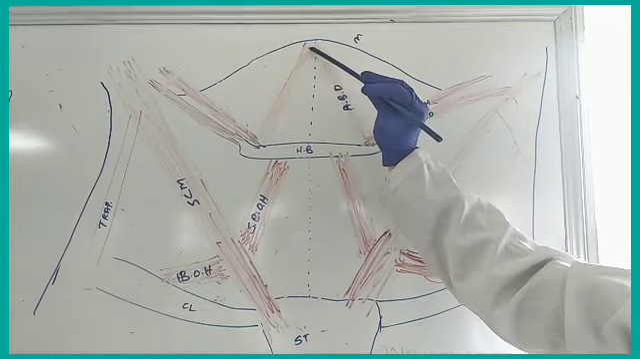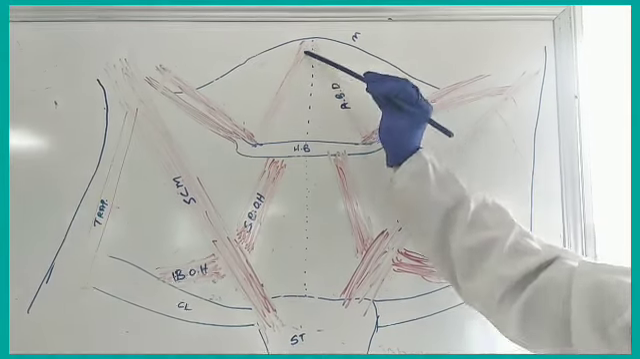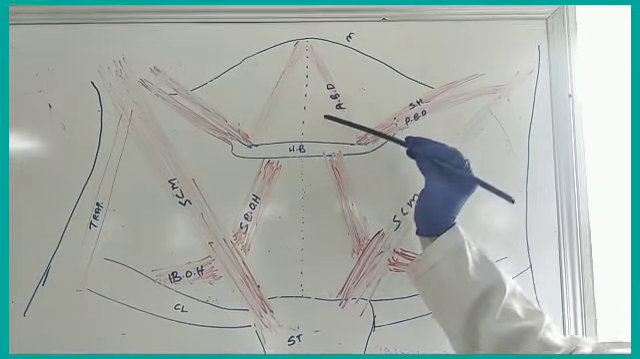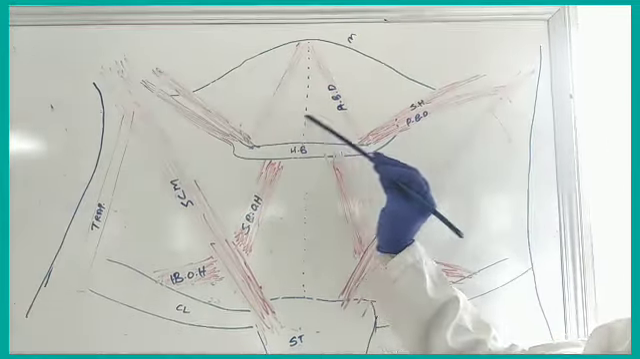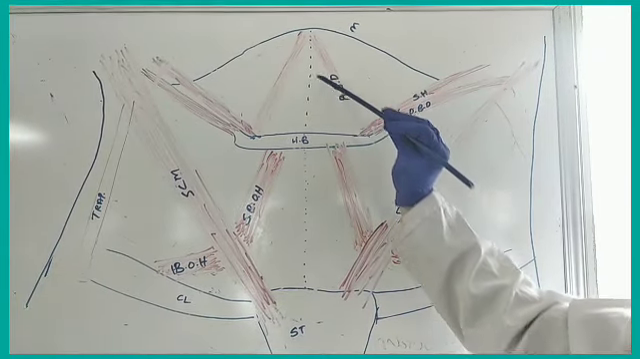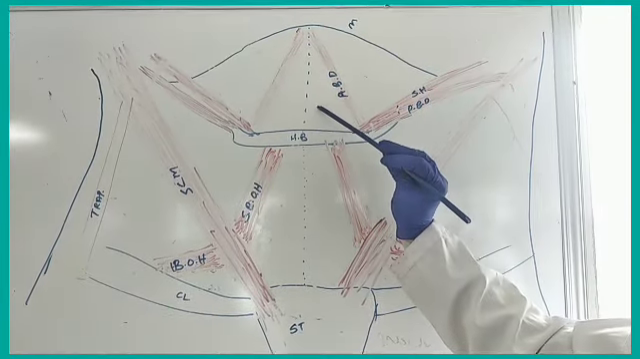And its apex is formed by the chin. That's the meeting point of these two anterior bellies of digastric. So this is the apex point. And remember, the floor of this triangle is formed by the mylohyoid muscle and its median raphe.